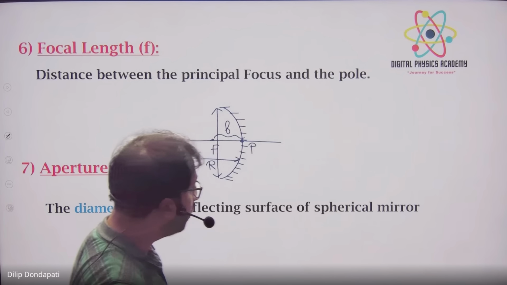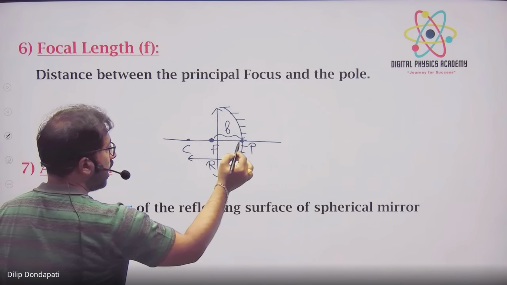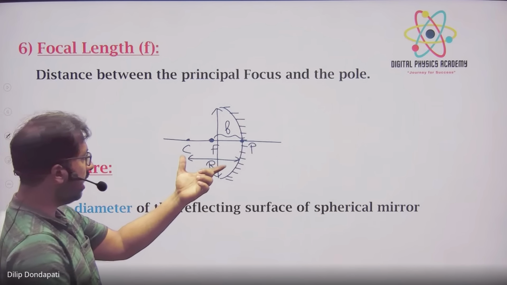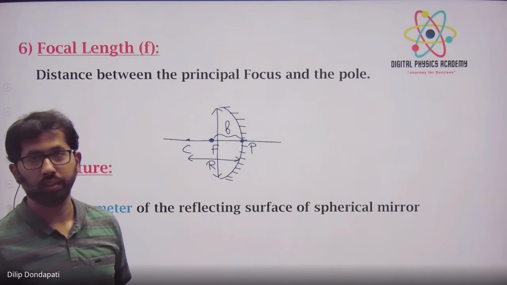So can you again tell what is focal length? The distance between the focus and the pole. If I take a scale and measure how many centimeters from focus to pole, that number of centimeters is nothing but the focal length.